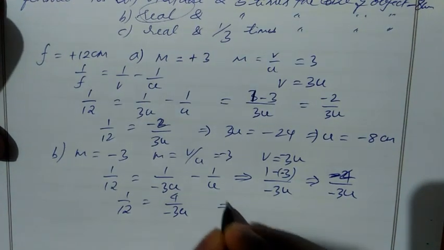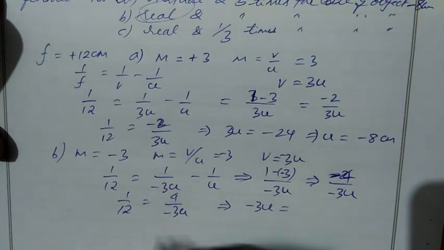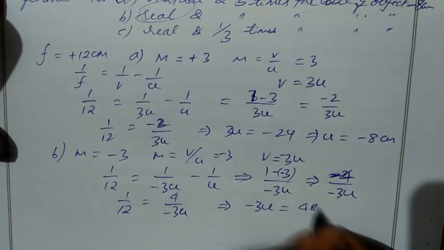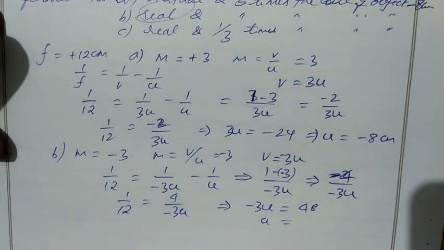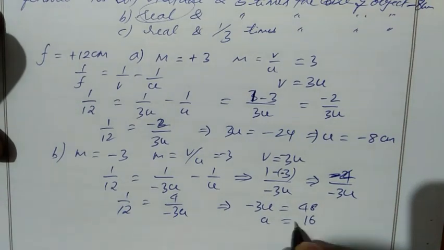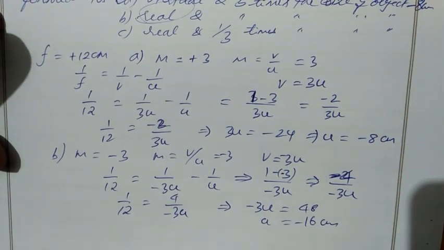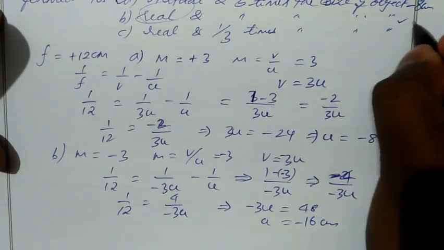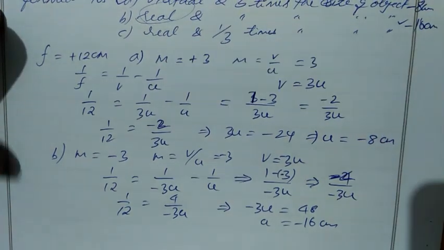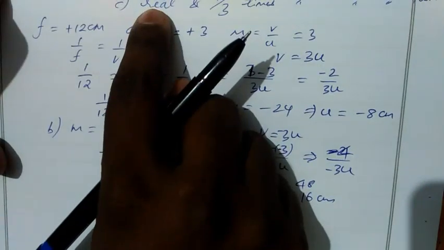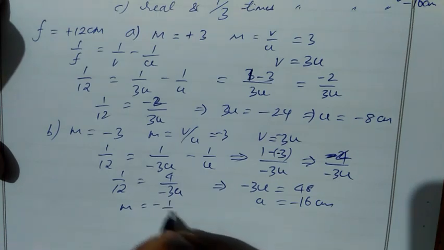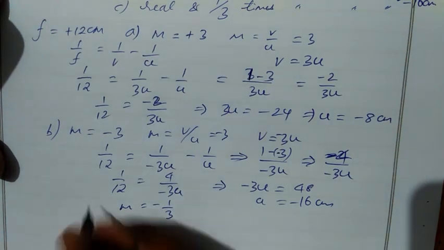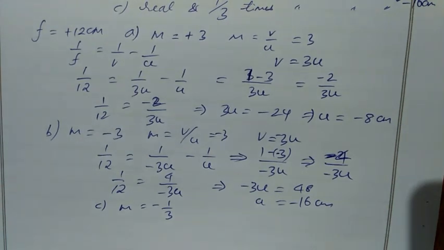Okay, do the cross multiplication: minus 3u equal to 4 into 12, 48. So u equal to 48 by 3. 48 by 3 is 16. So minus 16. Okay, for the second case we have minus 16 centimeter. Then third case, again it is given real. So real means m equal to minus 1 by 3, correct? So do the third case. Third case will be your homework and post in group.